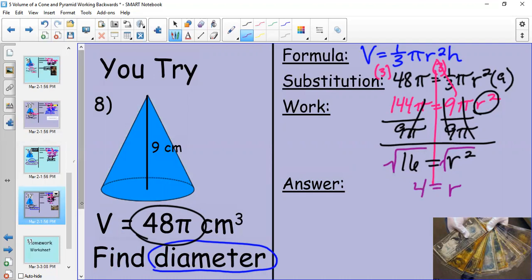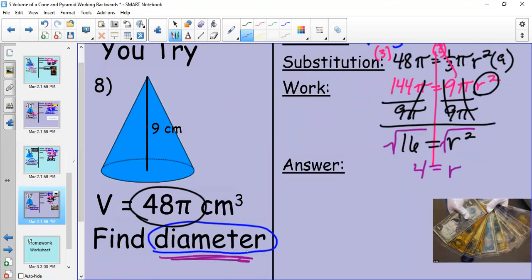Now, unlike the last problem, we weren't done. If you look at the question, it says find the diameter, and we just found the radius. So we found from center to outside is 4 centimeters. If you remember, diameter goes all the way across. So I have another 4 centimeters on that side. So if I put those together, my diameter equals 8 centimeters.